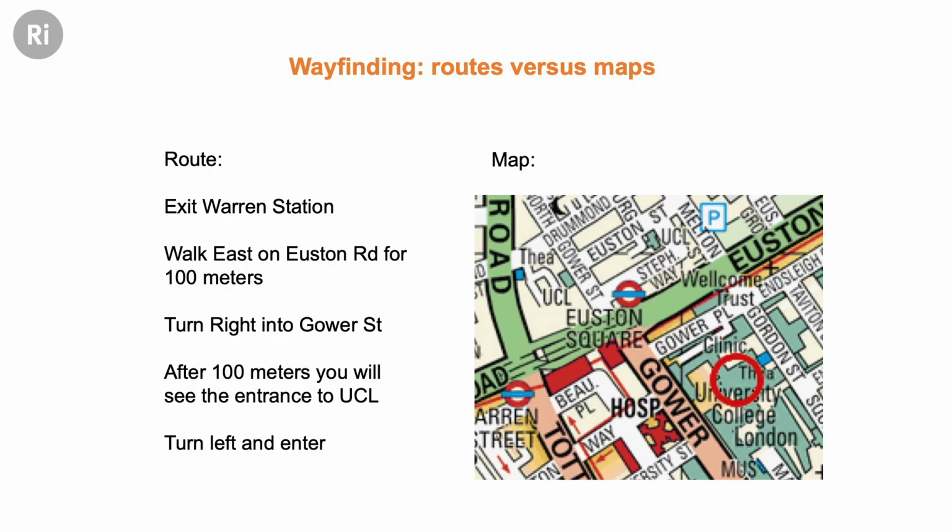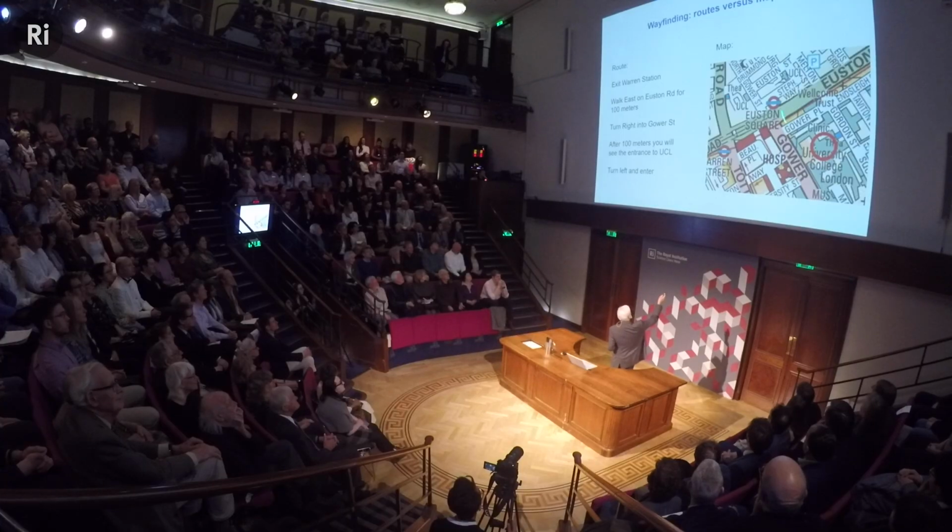Suppose we found ourselves at Warren Street. What you see in front of you is a map of the area around University College London. And let's say we found ourselves at Warren Street and we were accosted by a visitor. Of course, there are many, many visitors to London. And as we came out of the Warren Street station, they said, could you tell me how to get to University College? And of course, the University College is over here, and Warren Street is here.